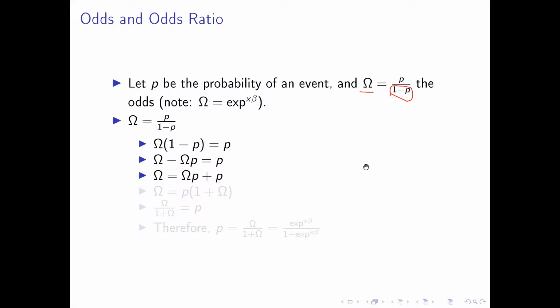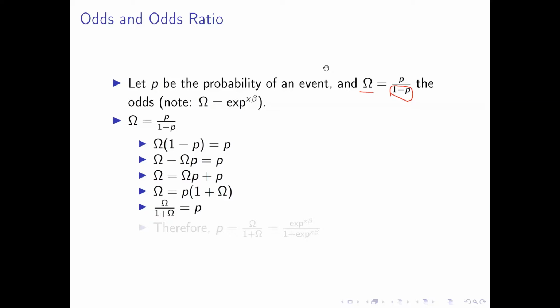Okay? And we can combine the two terms on the right-hand side because both terms share the common element P, right? So it becomes P multiplied by 1 plus the odds. So finally, we can isolate P, right? And what we do, we divide both sides by 1 plus the odds. So the left-hand side becomes odds over 1 plus the odds, and the right-hand side becomes P. So P is equal to odds over 1 plus the odds.